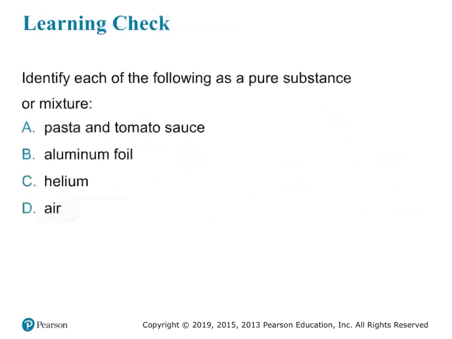And here's one now. Let's identify each of the following as a pure substance or a mixture. If you want to pause the video and try this on your own, feel free, and then we'll go over it together. Okay, so let's look at A, pasta and tomato sauce. Is that a pure substance or a mixture? A mixture, right? We have two different things there.